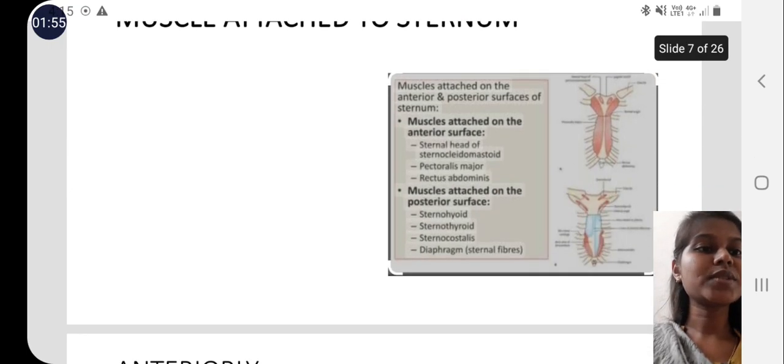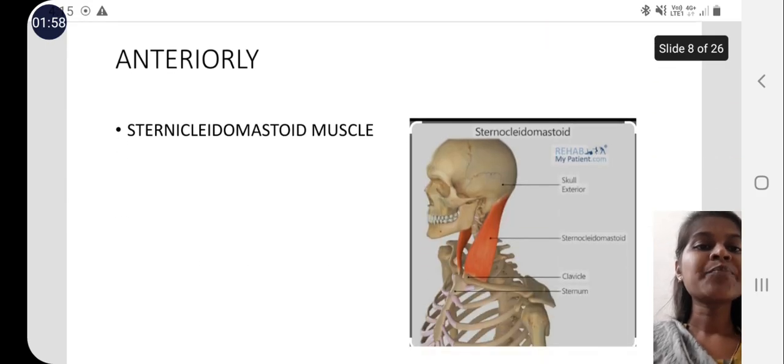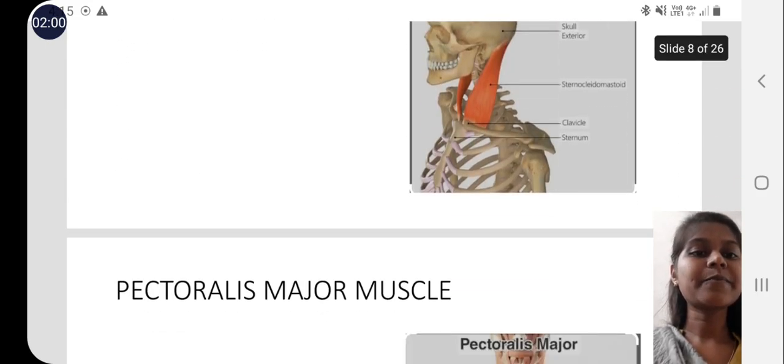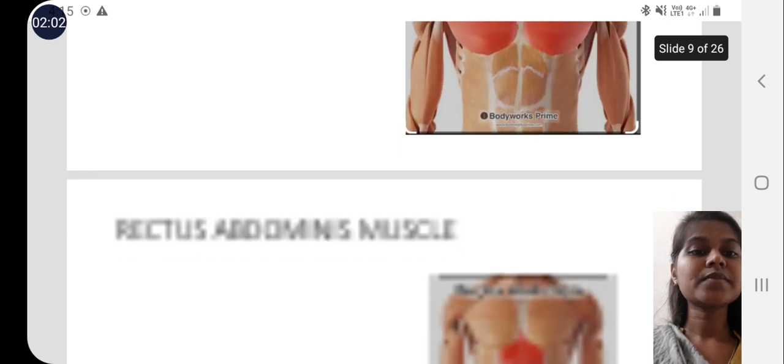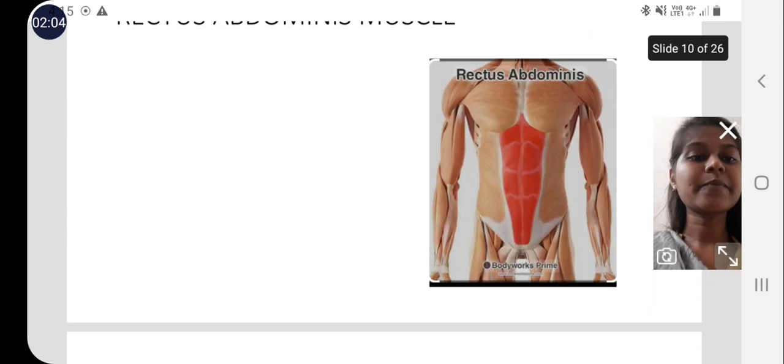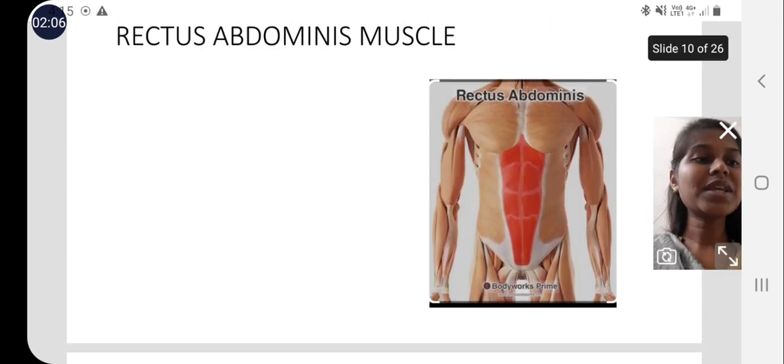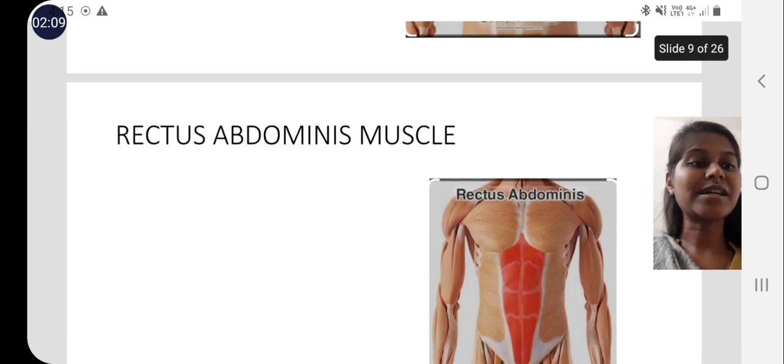The muscles attached to the sternum are the sternocleidomastoid muscles, pectoralis major, and rectus abdominis muscles. These three muscles are present in the anterior aspect of the sternum.